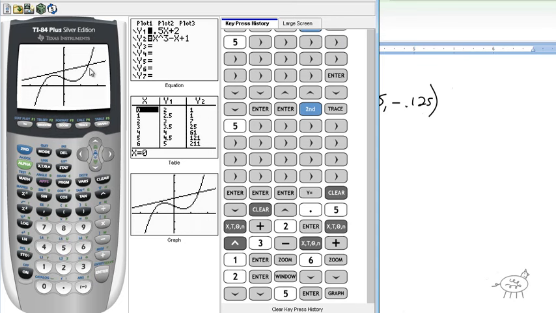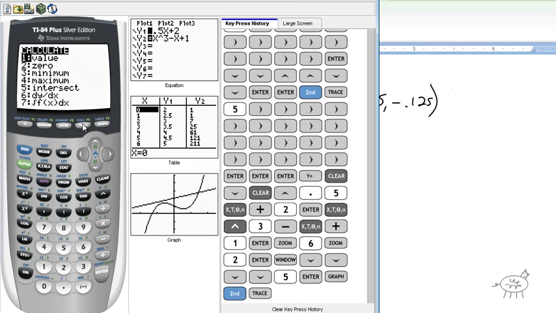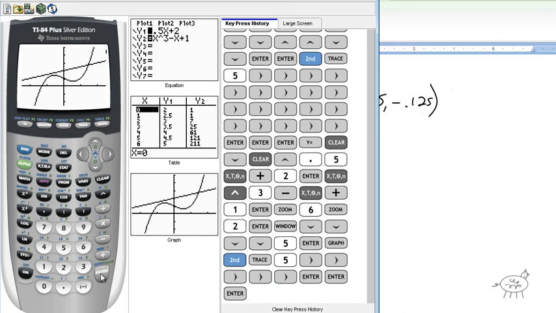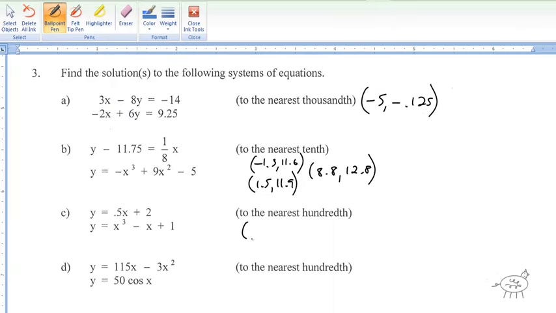I see one point of intersection here, and let's go second, calculate, intersect. Okay, there's our first, and it's right. This one doesn't matter because there's only one point of intersection. So that's our first graph, that's our second graph, and then guess. There we go. So it's 1.48 and 2.74. Okay, that's not bad.